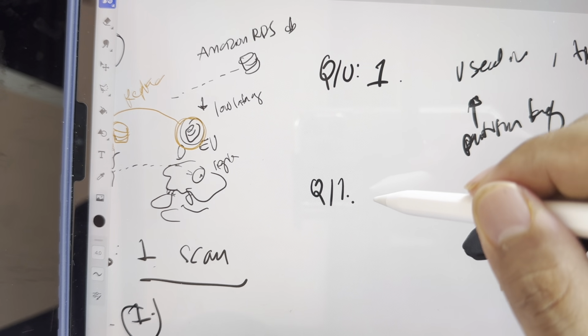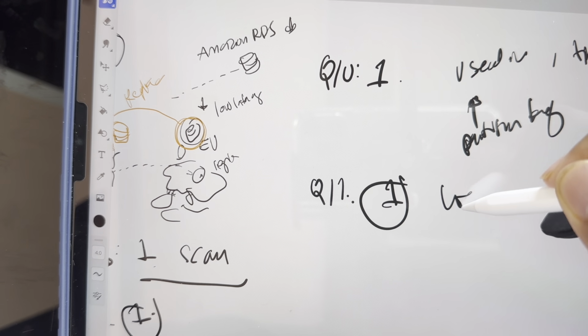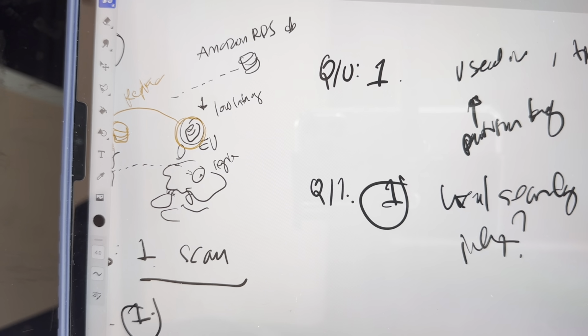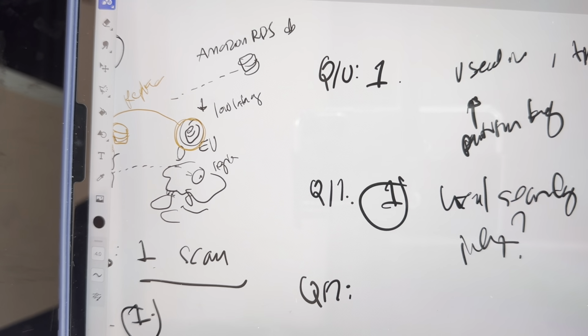Question number 11. A developer needs to perform queries on an Amazon DynamoDB table using non-key attributes. How can this be achieved? Secondary index, yeah, I don't know. Maybe local secondary index. Perform query on an Amazon DynamoDB using non-key attributes. Yeah, I don't know. I've read this, but I didn't understand.